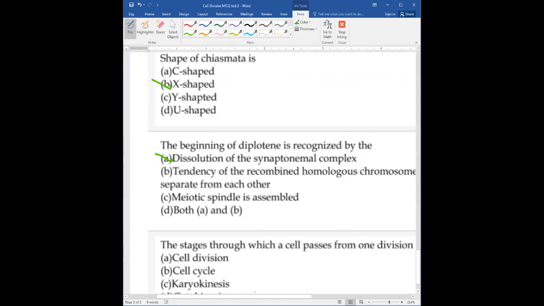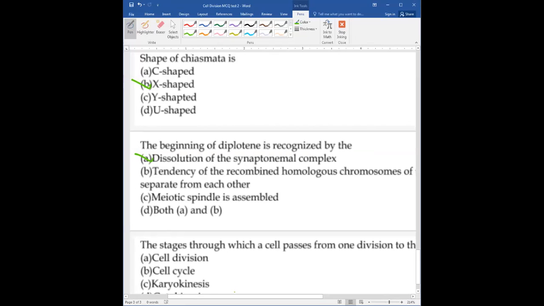Oh, 1 minute. Sorry. Let me just see. Tendency of the recombined homologous chromosomes. No, the answers will be both A and B. Both of them are going to be right, because here they are just tendency of separating. They are not separated completely. They are just trying to separate from one another. I did not read this properly. The answer is actually both A and B, guys. I did not read the complete statement properly.